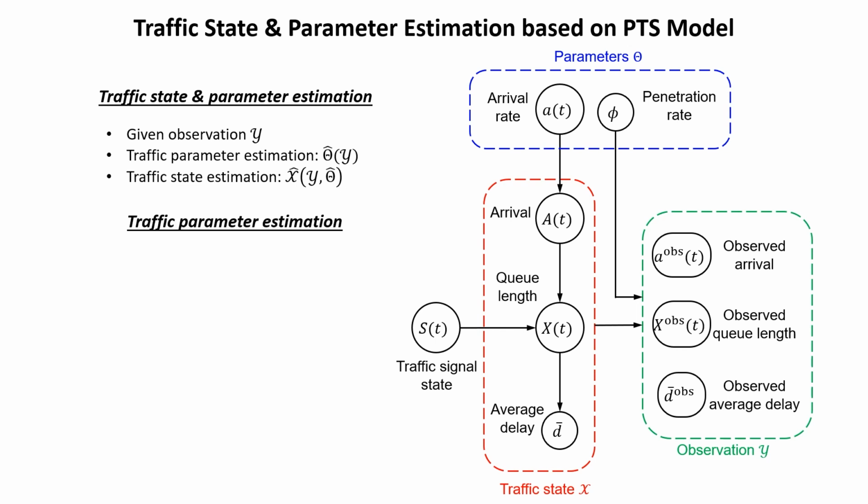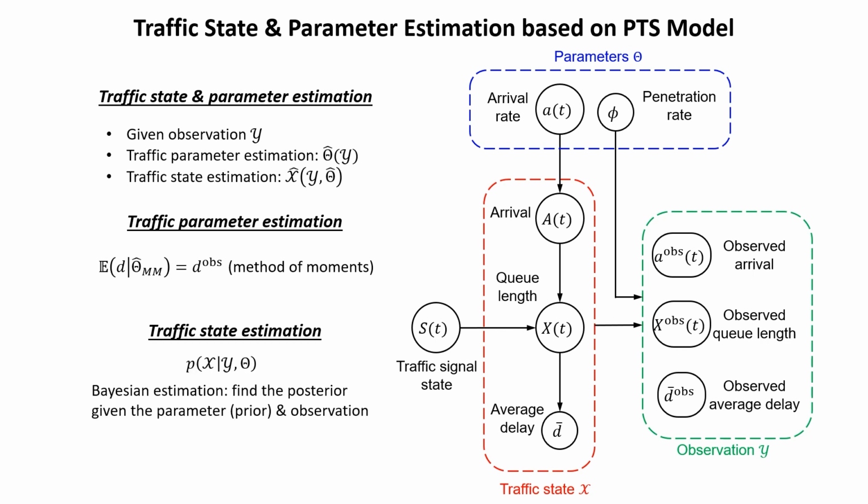In traffic parameter estimation, we use the method of moments estimator to estimate the penetration rate and arrival rate by matching the average delay between the model and the measurement. Finally, the traffic state can be estimated through a Bayesian estimation where we find the posterior distribution of the overall traffic state given the existing observations and parameters.